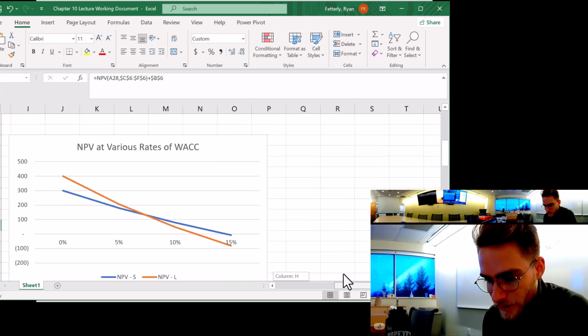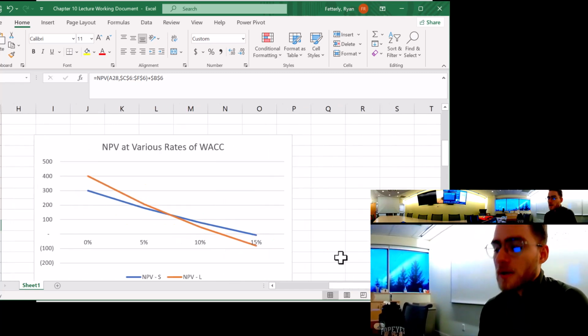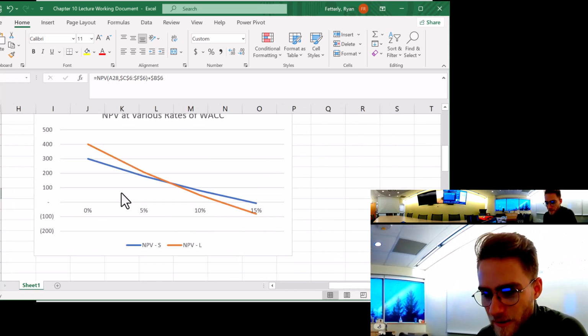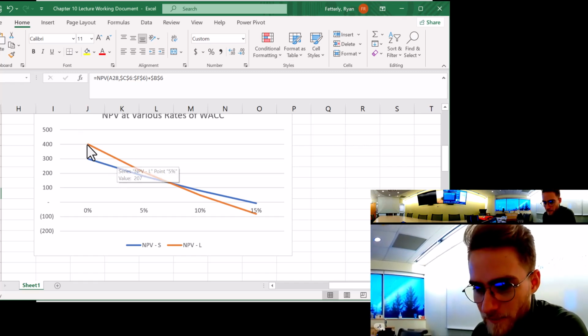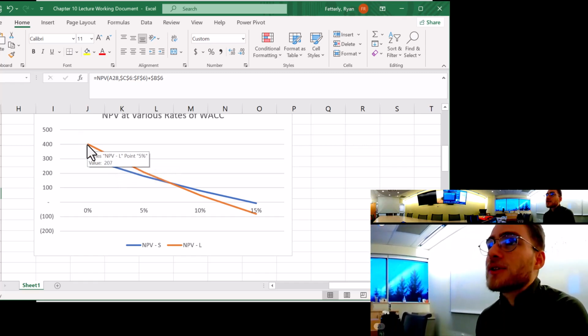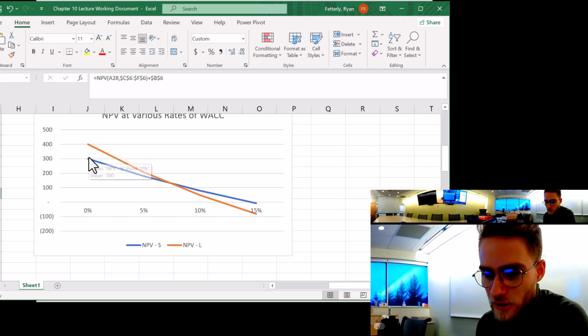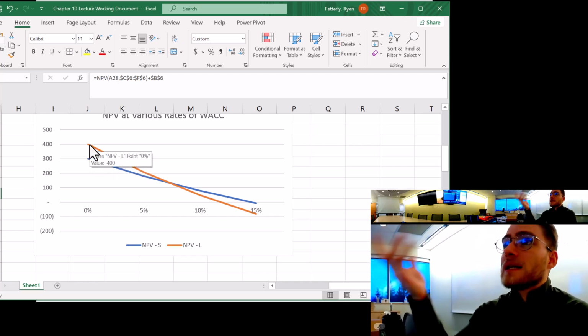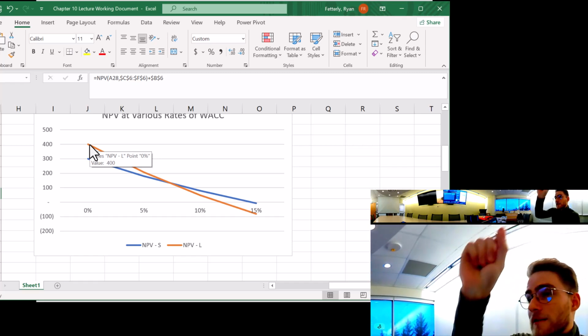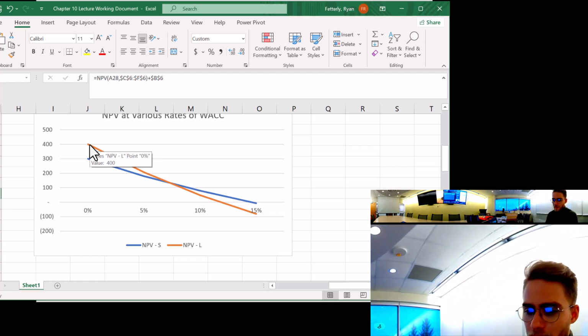So I'll zoom into the graph, and this is just, I plotted it out. What happens here is the orange line is project L, and we can see, this is at 0 up here, and then this is also at 0% discount rate. So obviously, as the discount rates increase, the valuations of the projects drop, okay?